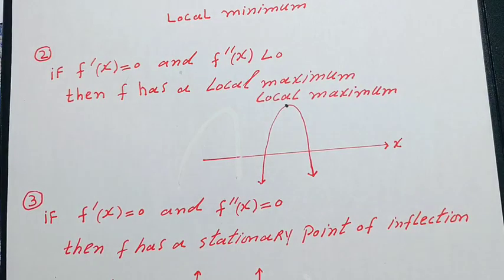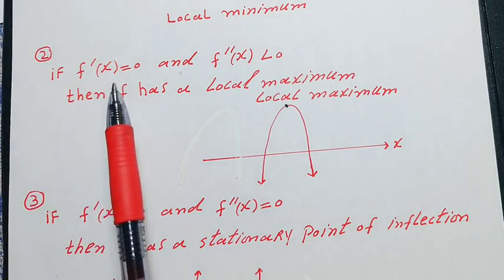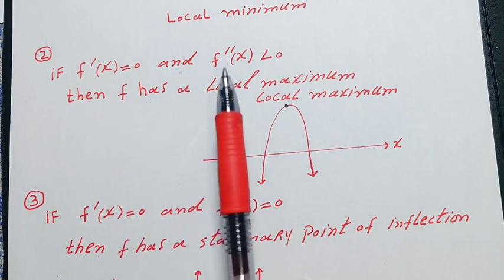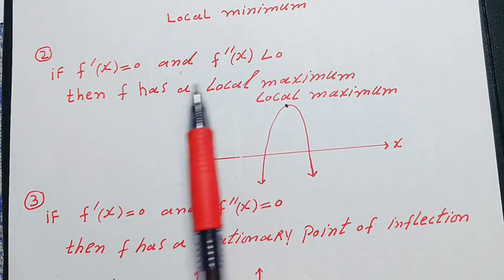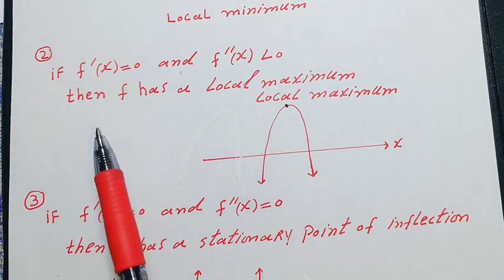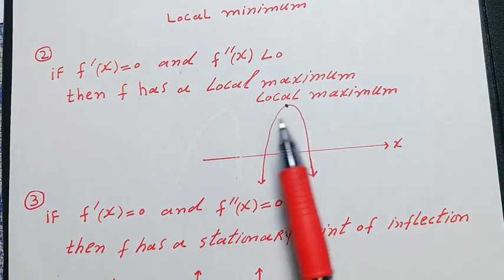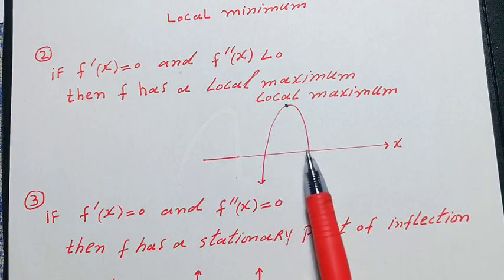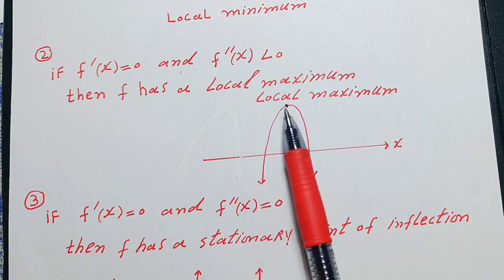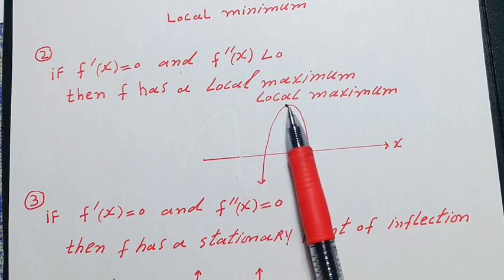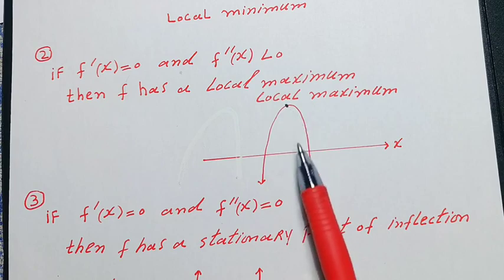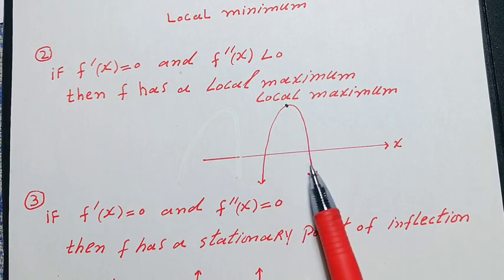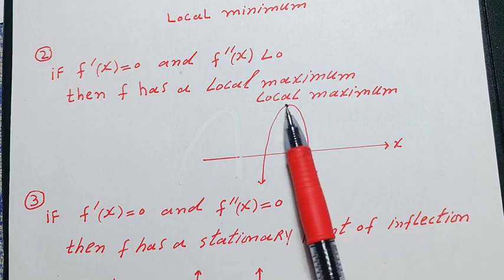Now the second, you must remember: if the first derivative is equal to 0 and the second derivative is less than 0, then f has a local maximum. So this is a local maximum, a sad parabola, a sad graph. This is a turning point. At this point is a local maximum because the second derivative is negative, you can see, and at this point the first derivative is equal to 0.